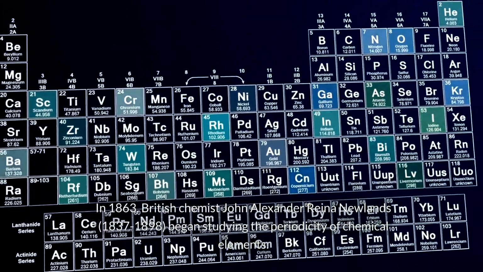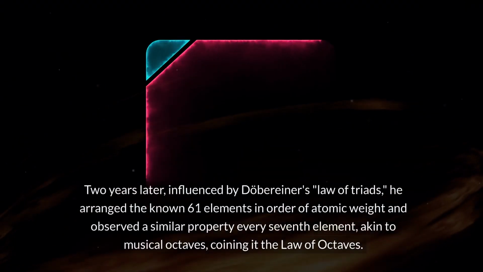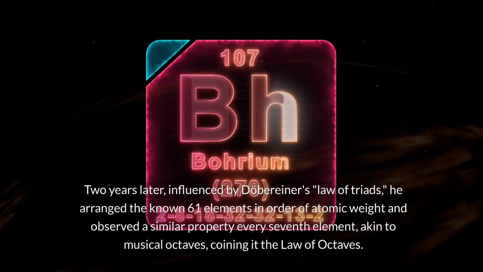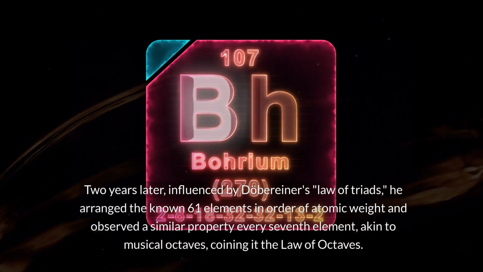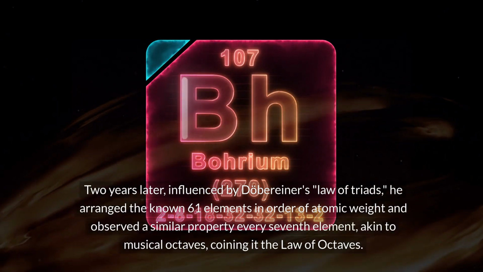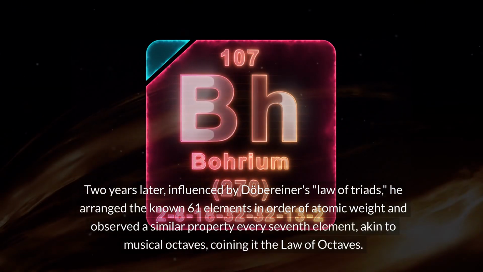In 1863, British chemist John Alexander Rayner Newlands, 1837–1898, began studying the periodicity of chemical elements. 2 years later, influenced by Dobereiner's law of triads, he arranged the known 61 elements in order of atomic weight and observed a similar property every seventh element, akin to musical octaves, coining it the law of octaves.